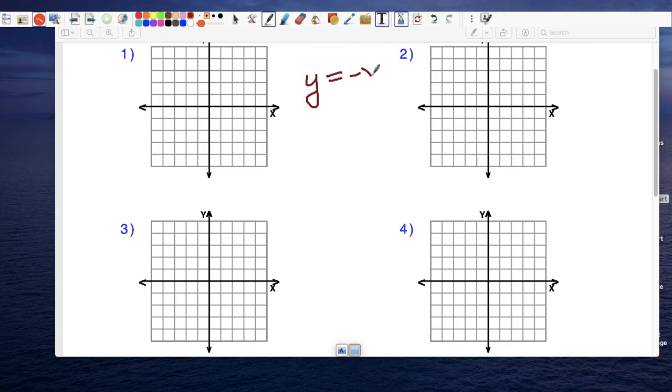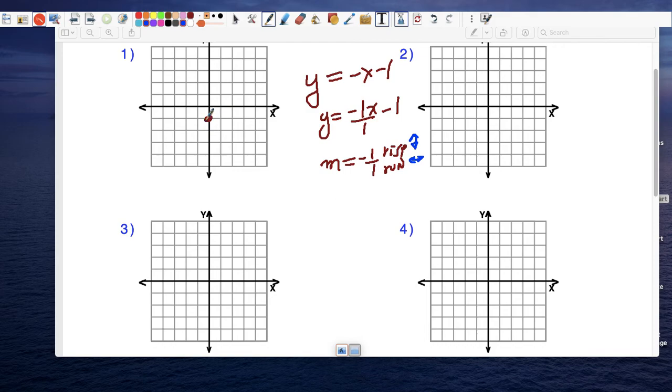y equals negative x minus 1. Again, I will rewrite it as this, and then I'll pull the slope out, and that's rise over run. The only difference with this one is that the y-intercept is -1, so it's going to cross here. So again, the up and down is 1, and then left to right is 1 unit.